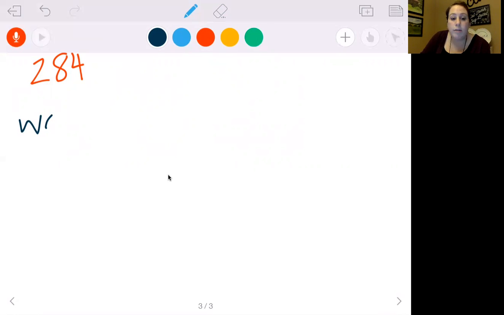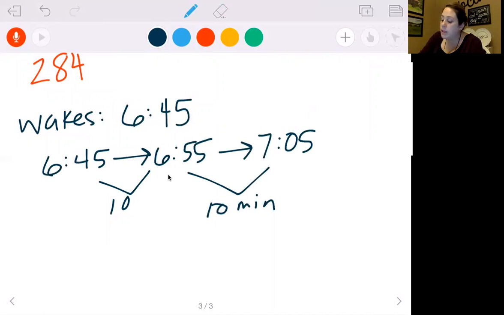Then it takes him 24 minutes to get ready to leave for school. So if he wakes up at 6:45, let's count up 24 minutes. So 6:45 to 6:55 is 10 minutes. 6:55 to 7:05 is 10 minutes. So look at what I did from 6:55 to 7:05. It only goes up to 59 minutes really before it goes to the next hour. So 6:55 plus 5 minutes will get me to 7. 5 minutes more gets me to 7:05.